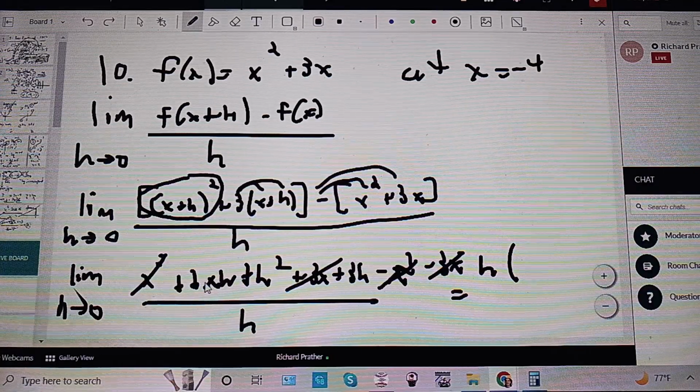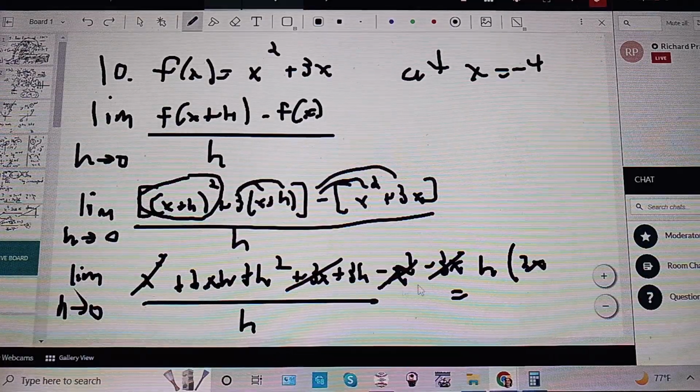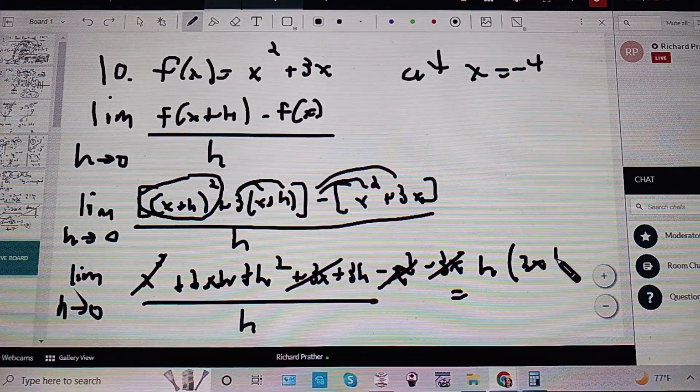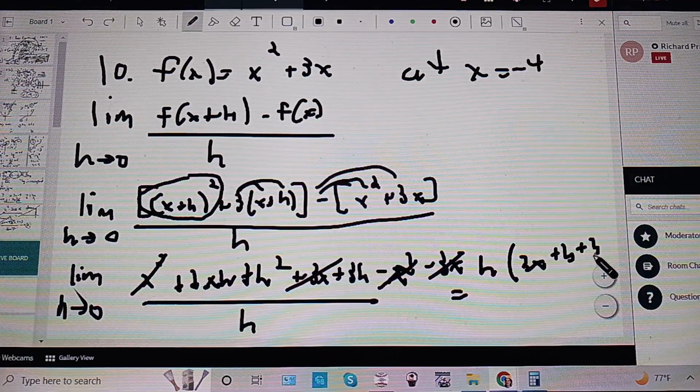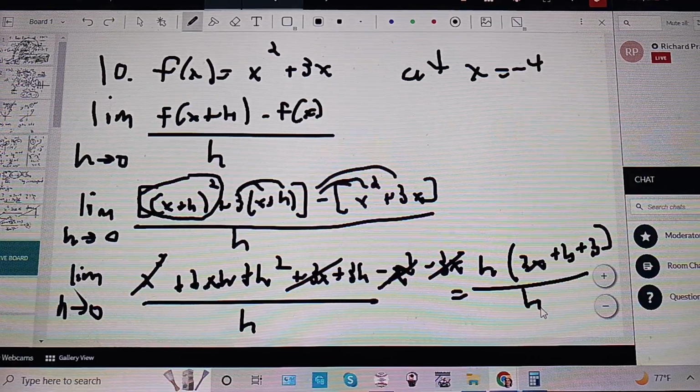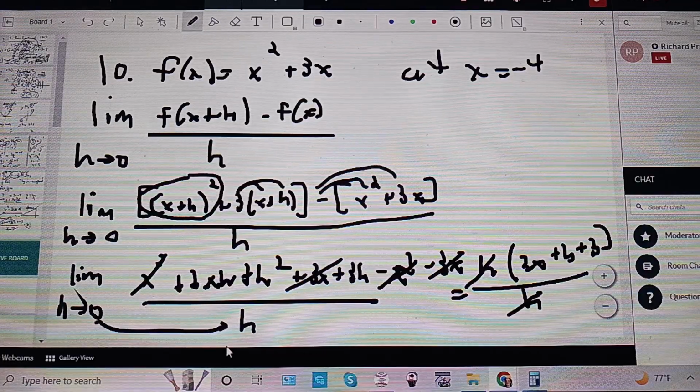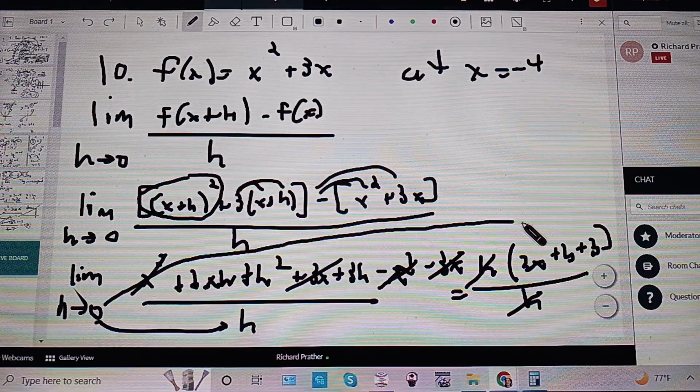Take this h away, you'll have 2x. Take one of these 2 h's away, you'll just have an h. Take this h away, you'll just have a plus 3. Now finally the h here cancels this h, which was causing the problem. I couldn't plug 0 in because of that. But now I can plug 0 in, just like that factoring problem we had a minute ago. So we're left with 2x plus 3.